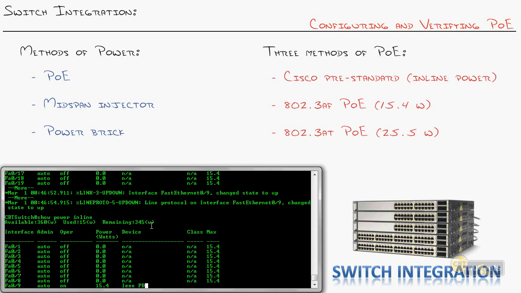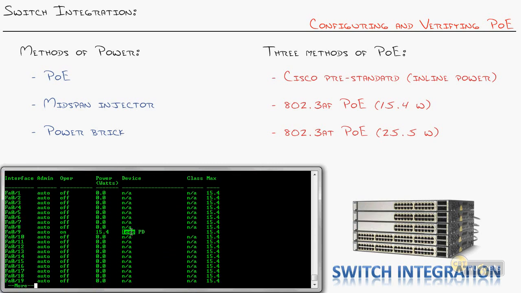I'll hit the up arrow again. It's saying, okay, right now the device is an IEEE PD. I don't know what the PD stands for, but essentially it's saying this is an industry standard device. It's something using the IEEE PoE standard. And right now I'm allocating 15.4 watts.